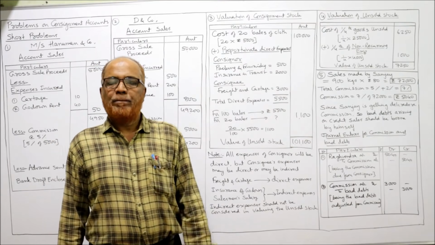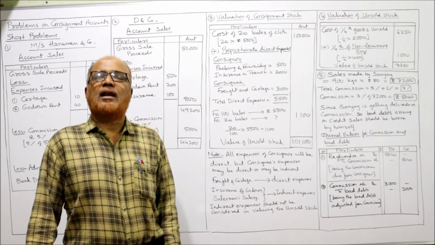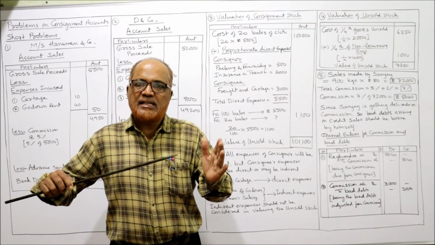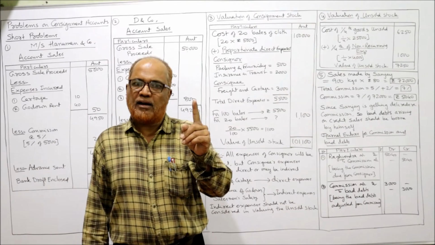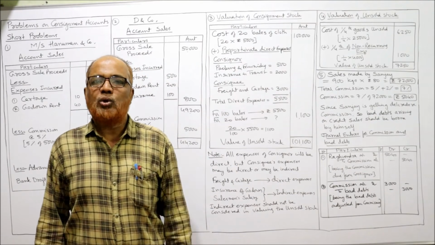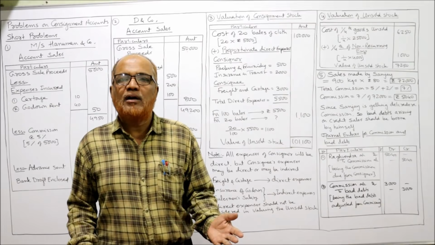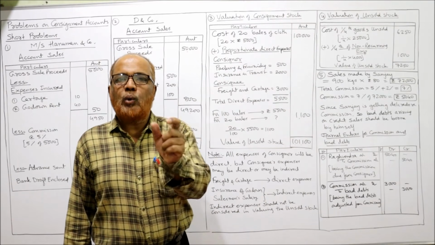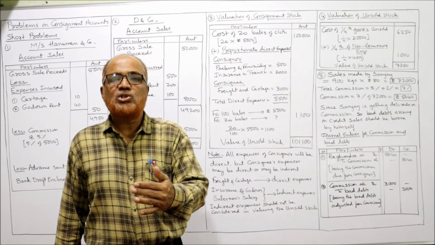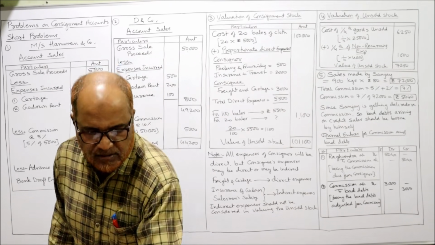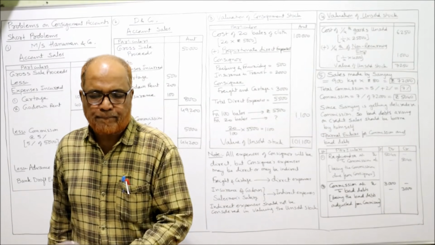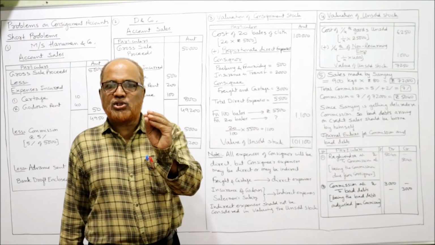This is a different problem. In this problem, it is asking you to calculate the value of unsold stock. First of all, how many bales had been sent by consignor? 100. How many bales are sold by the consignee? 80. So how many bales are remaining? 20. 100 minus 80. 20 bales are remaining unsold. So what is the cost of each bale? 5,000 rupees. First line it is given. The cost of each bale is 5,000.